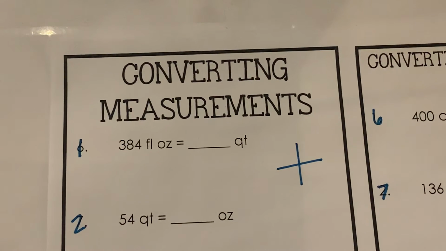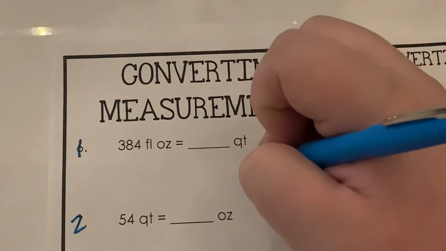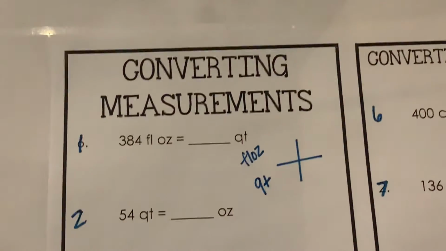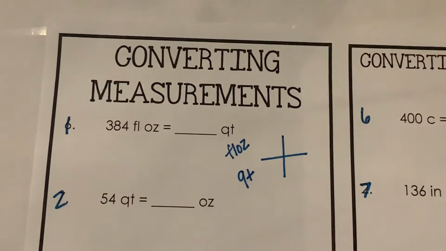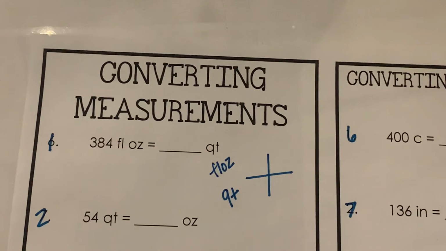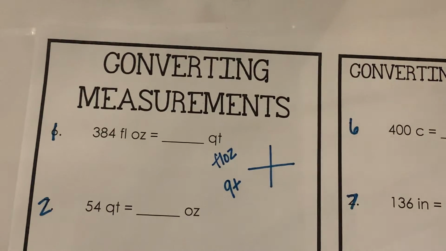So I'm gonna put my ounces on top and my quarts on bottom. Now you could have written it on top of the chart and below the chart, that would be fine. Then I have two different sides to this chart. One side of this chart is the conversion that I'm pulling off of my formula chart. The other side is whatever I was given.